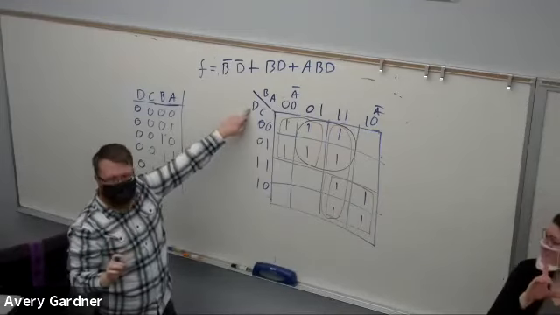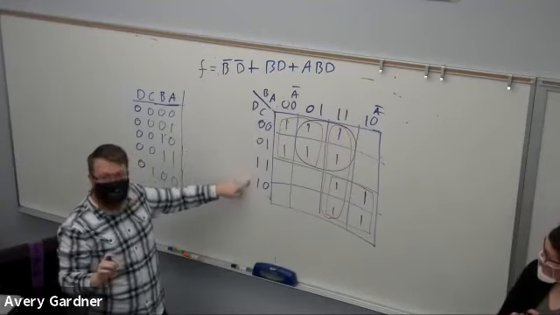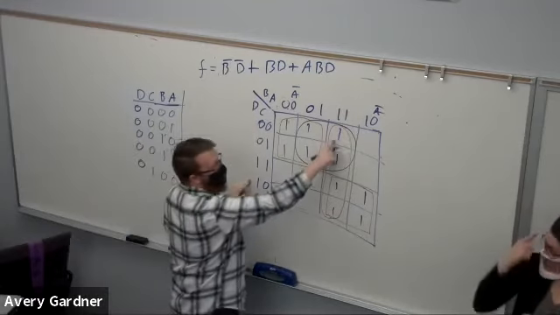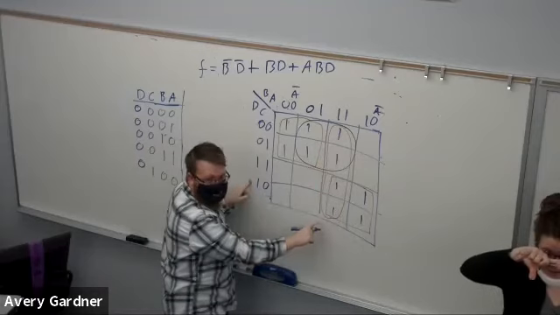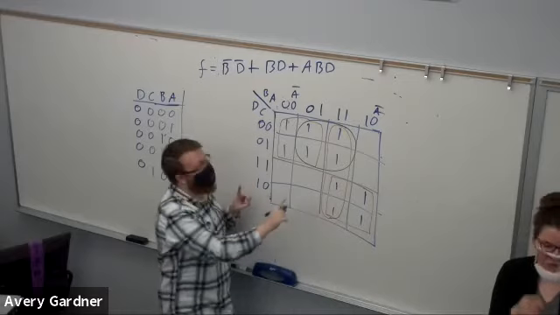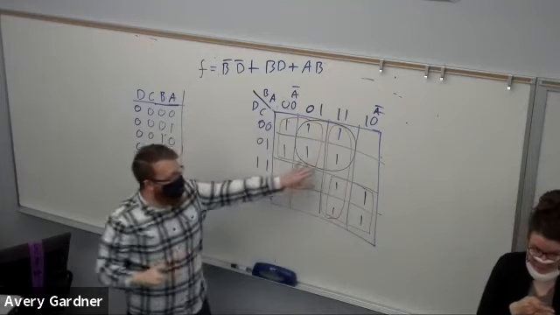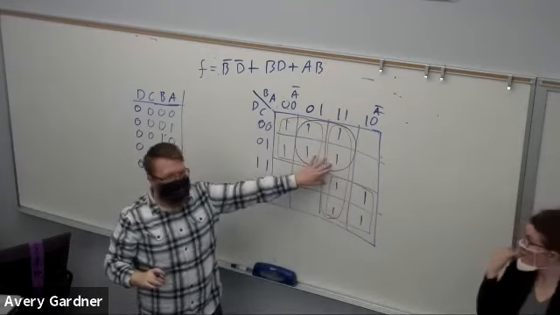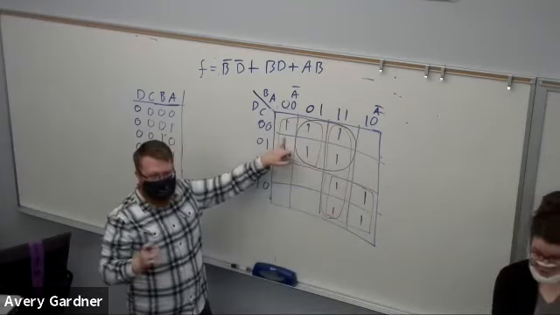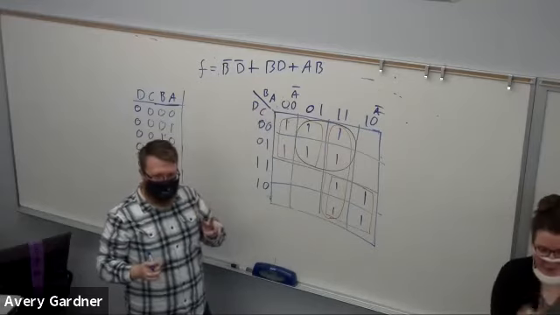D, does it change? It does. Because if the tall one is going the whole vertical span, D changes. So that's a one to look out for. And your verification is, if this has 4 ones in it, and this has 4 ones in it, they must have the same number of variables in their product term, which is 2.